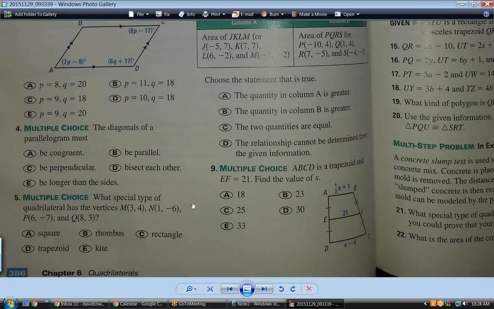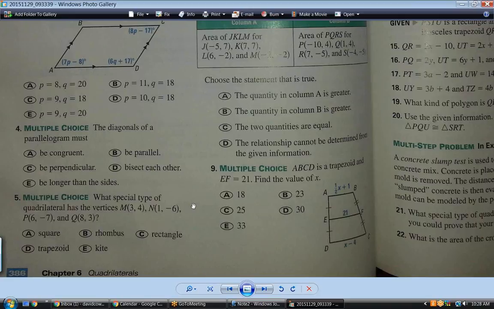How about number 4? The diagonals of a parallelogram must be parallel. Or no, they must be. Read all 5 before you answer. They bisect each other. In a parallelogram, they'd have to bisect.